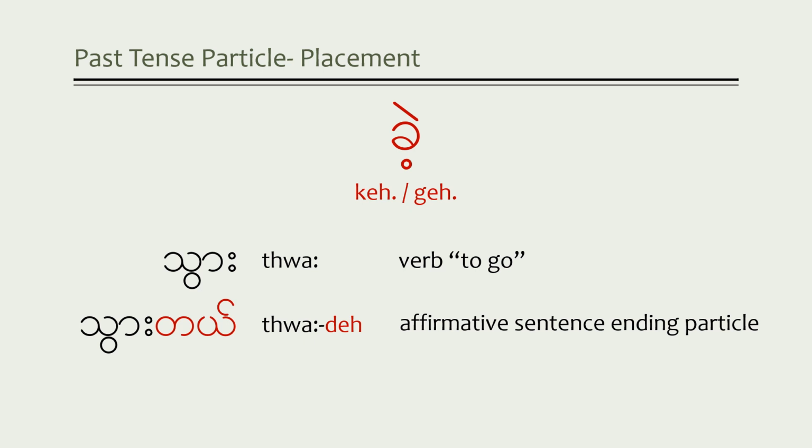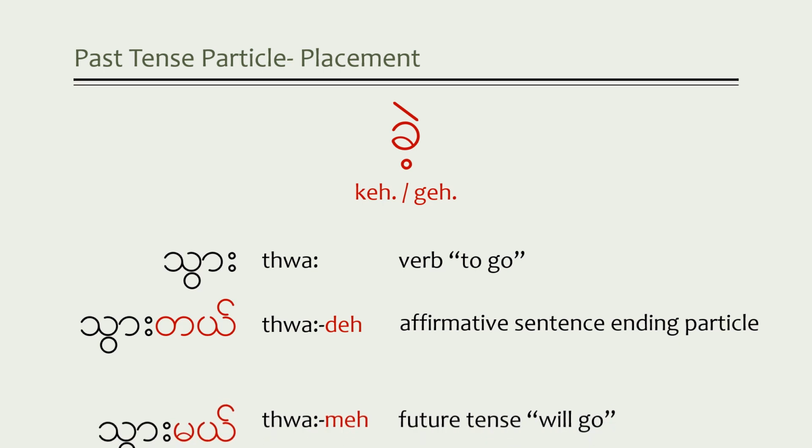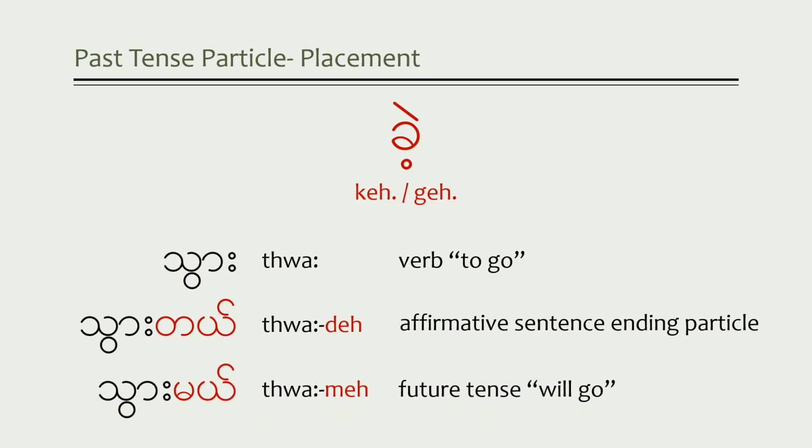Now, I'm not going to show it here, but in another lesson, I covered how to add particles to make a statement negative, such as when you would say, I didn't go or I'm not going. Now I've also covered how to make a verb future tense by adding the future tense particle me. So in this case, it would be thwa me, I will go. Now notice that both are placed after the verb. So, where do you think we should place the past tense particle?